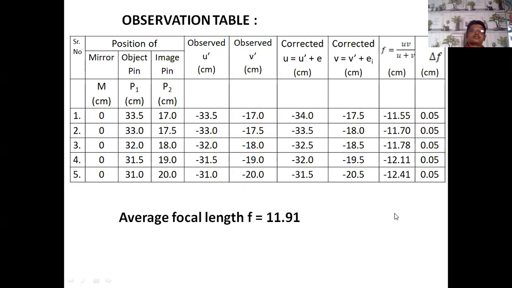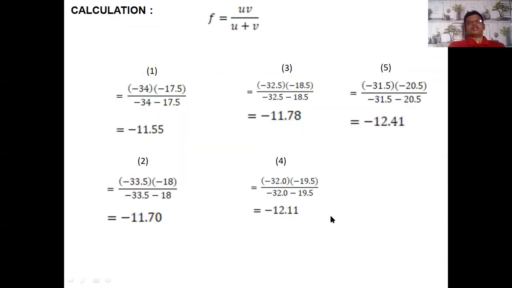And after the calculation we solve for F, the focal length, and delta F. Now after that we change some positions, like the U and V slide, and on that basis we note down the values, like second, third, fourth and fifth. So now the calculation: focal length F. After you go through the 5 F values, the average focal length is like minus 11.91. The very easy formula for focal length is F equals UV by U plus V.